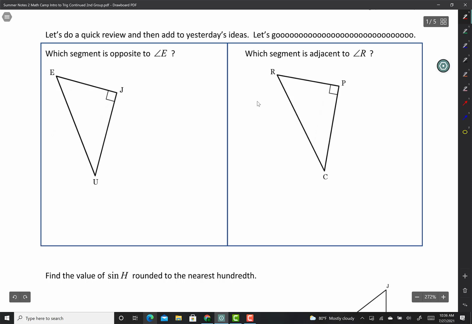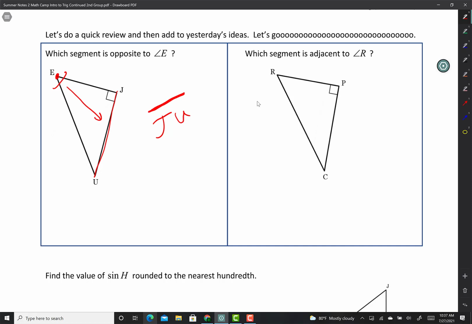So it says, which segment is opposite of angle E? And so here's angle E. So what segment is opposite of angle E? Segment JU. Usually when you write a segment, you put a line on the top. And there it is. And JU is the same as UJ. And that's it. That's how simple that is.